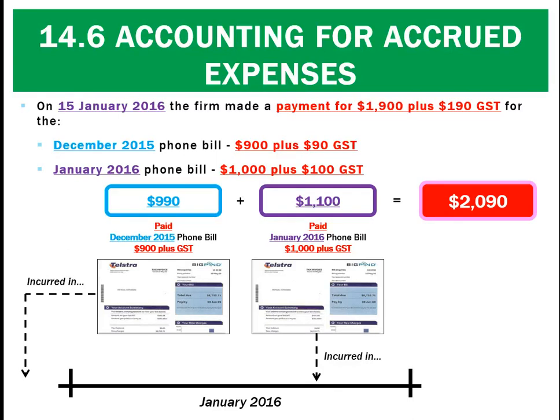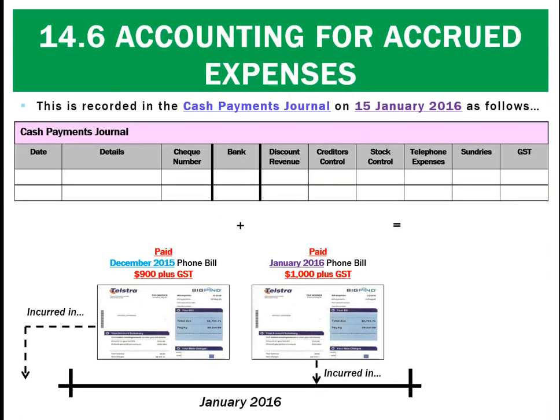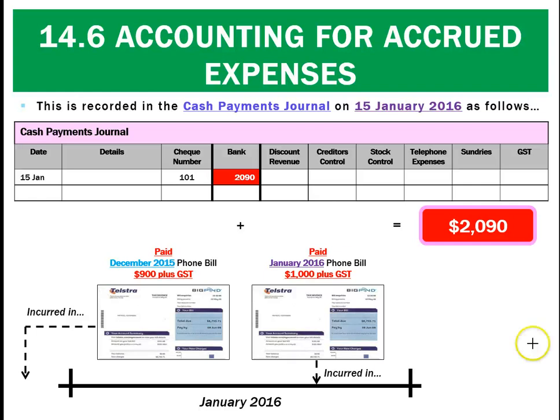And that's a total of $2,900, but it is actually made up of two parts. So what we need to do is record this in the cash payments journal in 2015, and we're going to need to split it up into two parts. So the first thing we'll do is put the date in, we'll put the check number, and we'll write the total amount that we're going to pay, which is $2,090. So that goes in our bank column. Now, that's actually made of two parts.